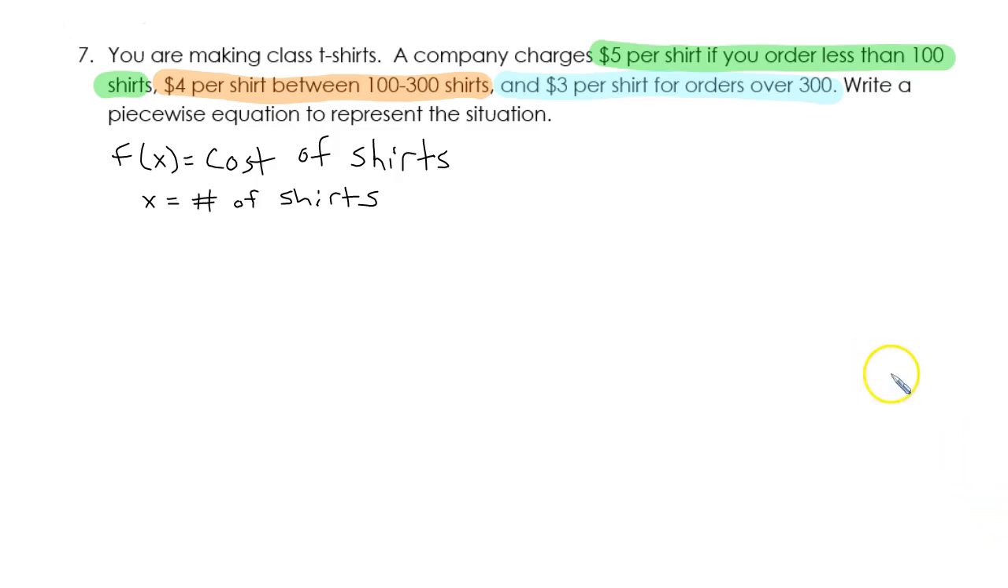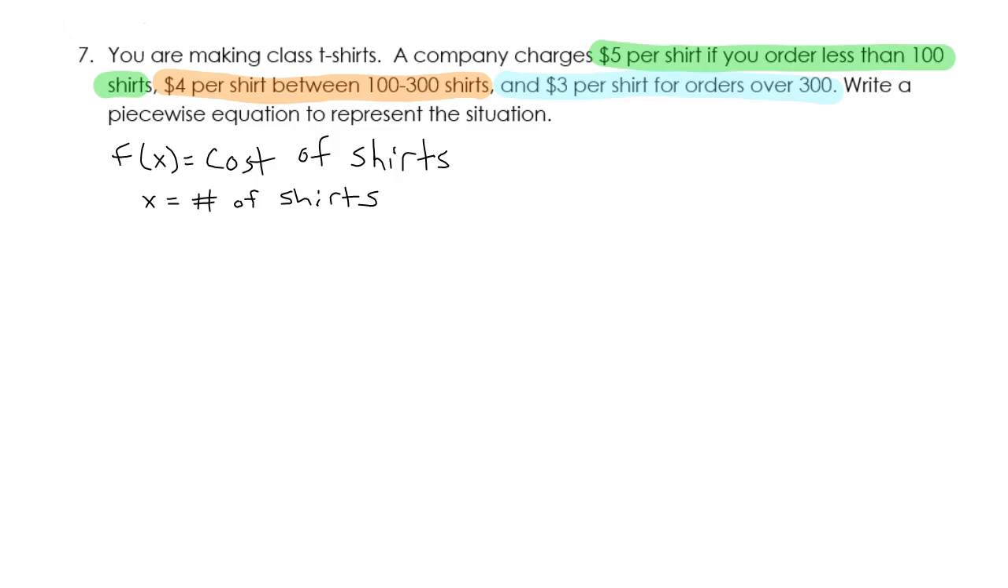All right, let's switch gears really quickly and look at a few word problems. You are making class t-shirts. A company charges $5 per shirt if you order less than 100 shirts, $4 per shirt between 100 and 300 shirts, and $3 per shirt if you order over 300. Write a piecewise function to represent this situation.